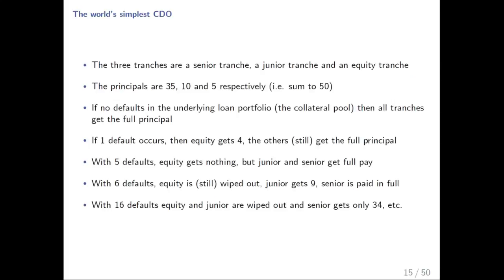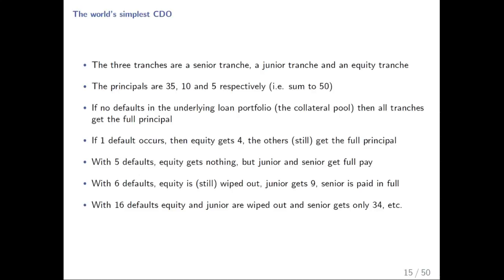So if there's no defaults, everybody gets paid off. Okay? No defaults, everybody gets paid off. If one default occurs, then the principal on equity gets reduced by 1. So the equity principal gets reduced from 5 to 4. Everybody else still gets the full principal paid off. We assume interest rates are 0 for sake of simplicity too. With 5 defaults, the principal on equity gets completely wiped out.